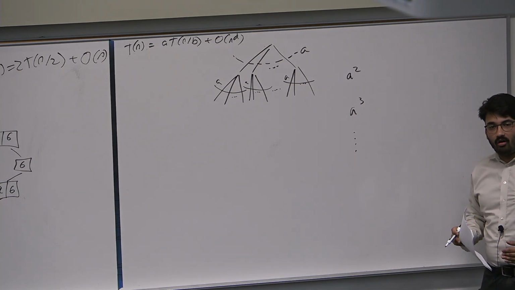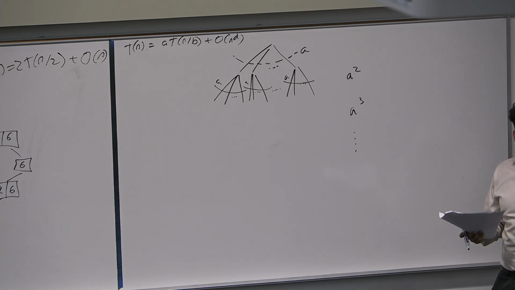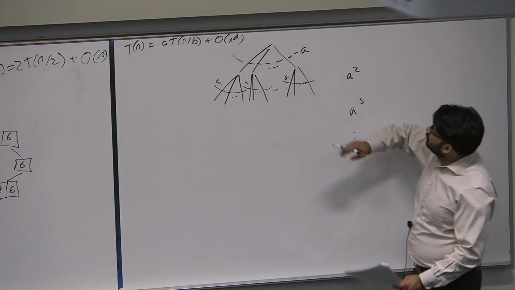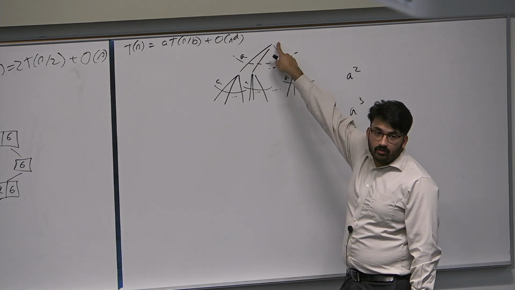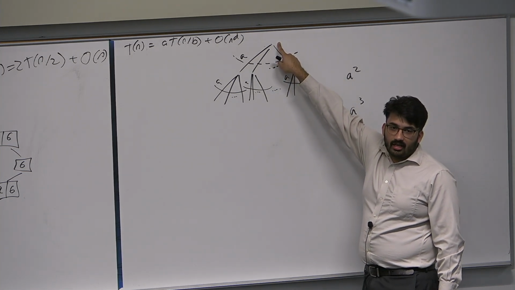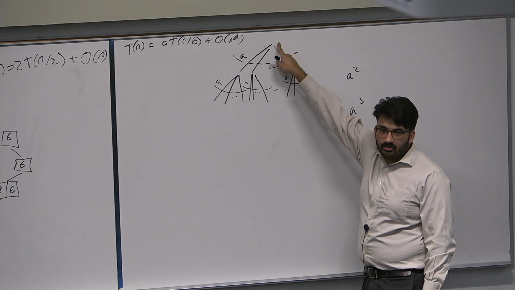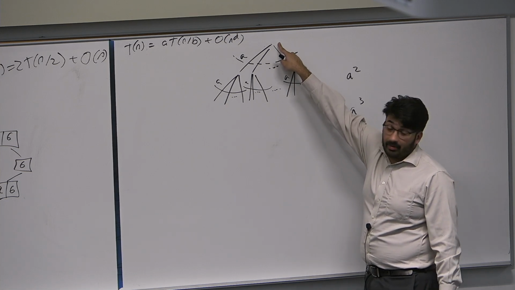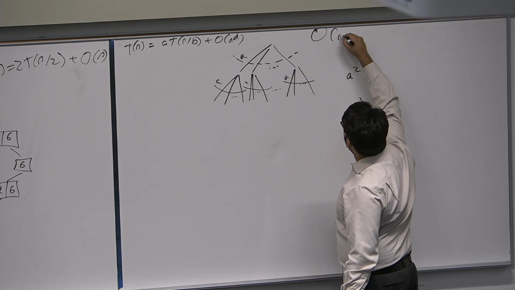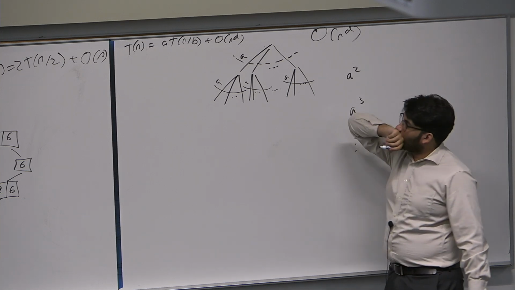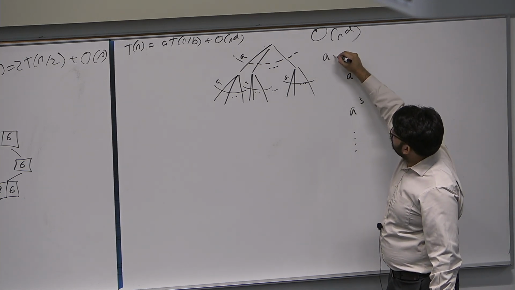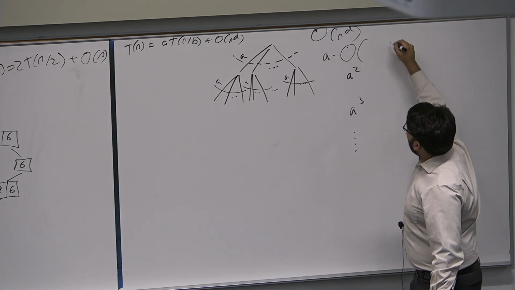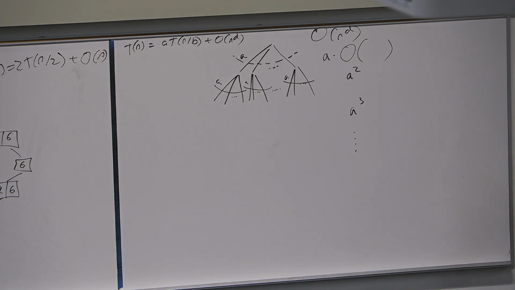Each recursive call does a certain amount of recombination. The top level does what? How much work does the top level do? It doesn't have any recursive calls, let's say. It's just recombining things. It does the recombination cost, which is O(n^d). The next level has a recursive calls, and each one of them does how much work? It's almost n^d.